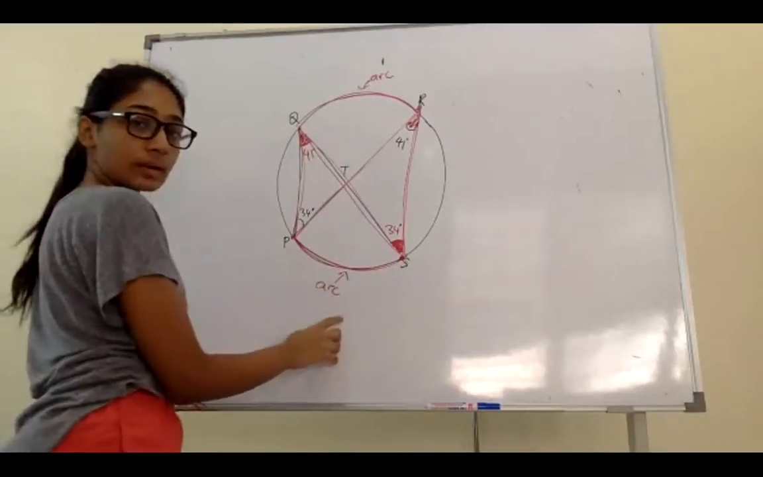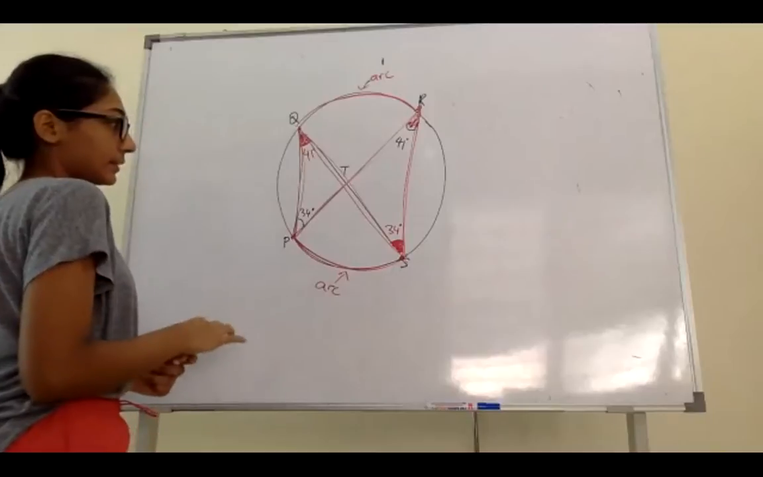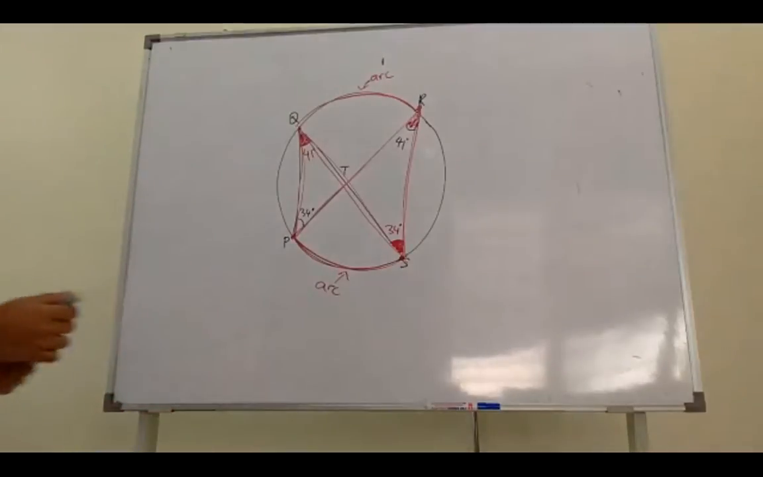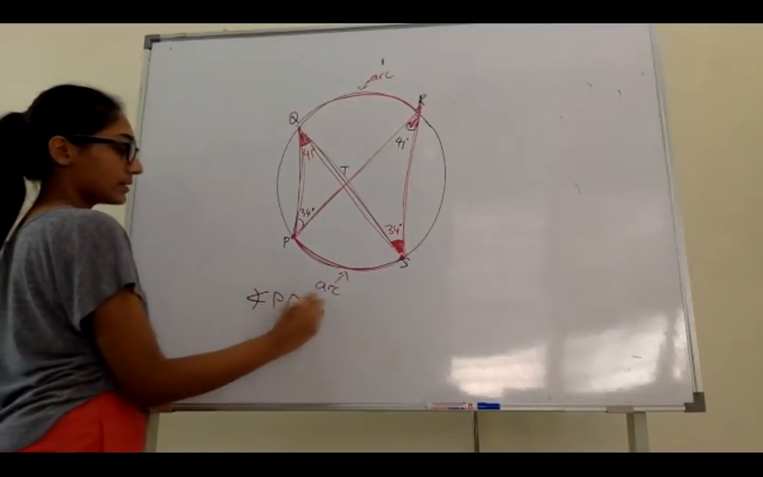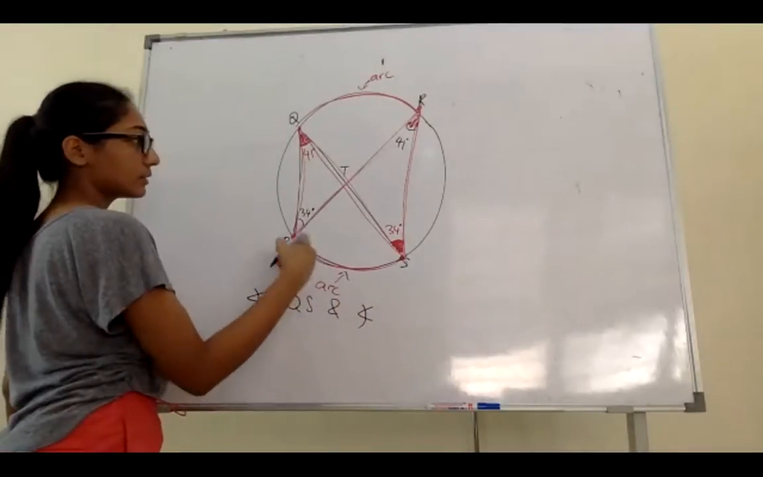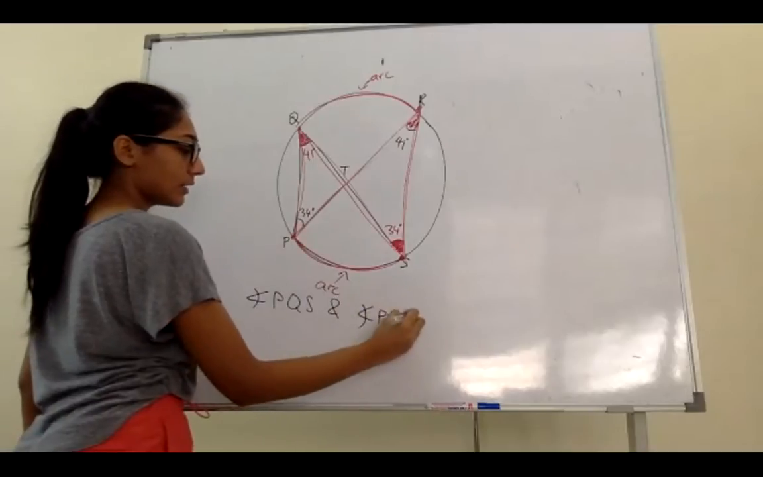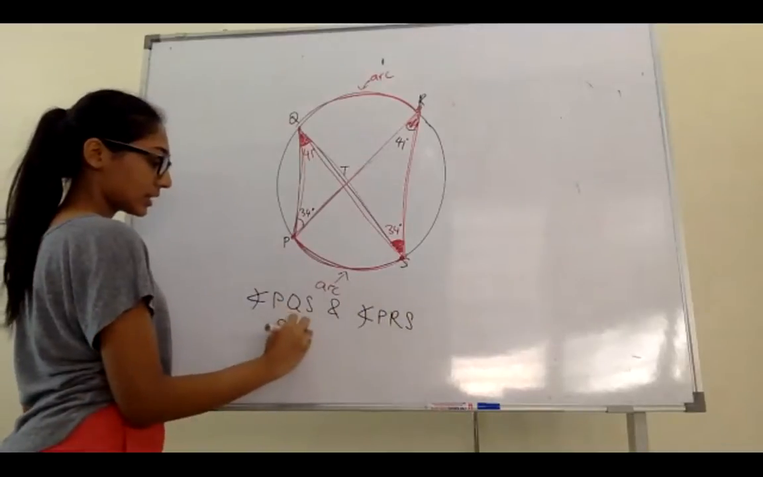So can you give me 1 minute to write it? So angle PQS and angle PRS share the same arc.